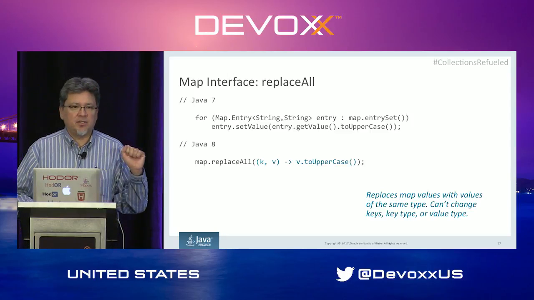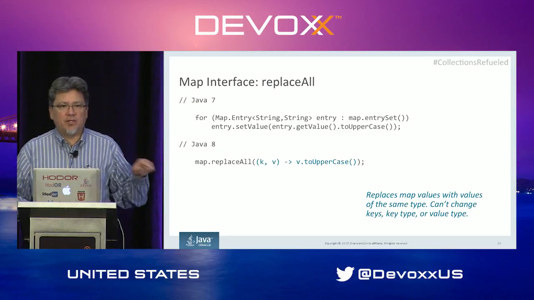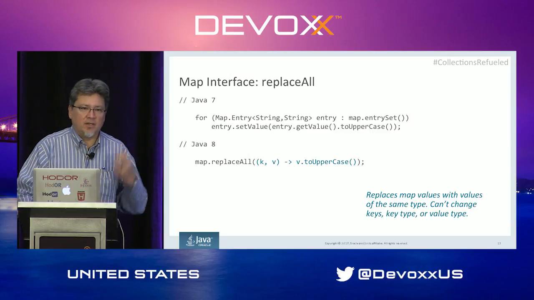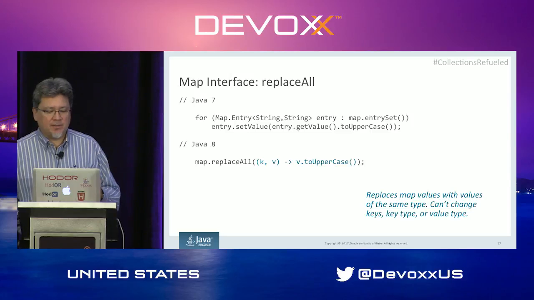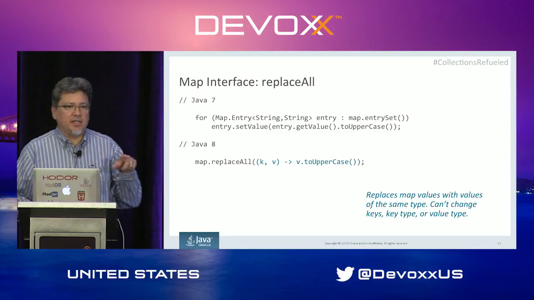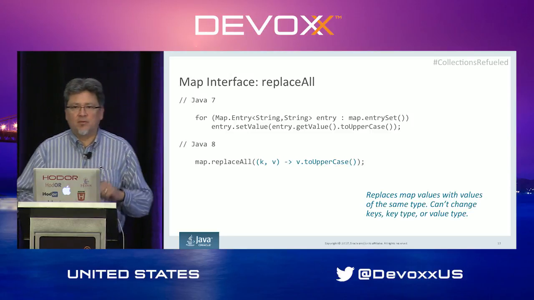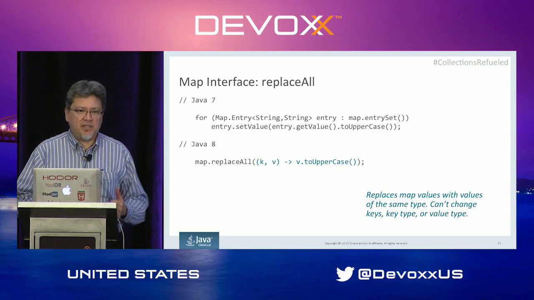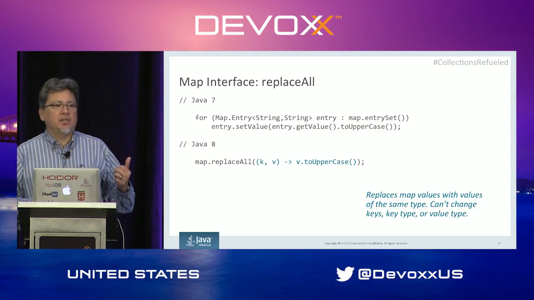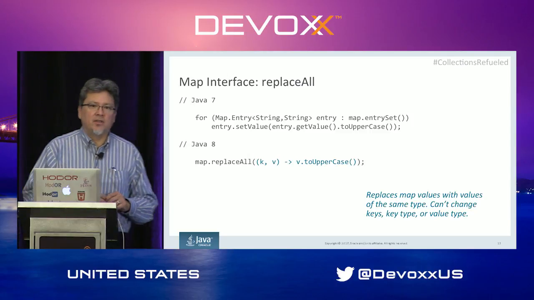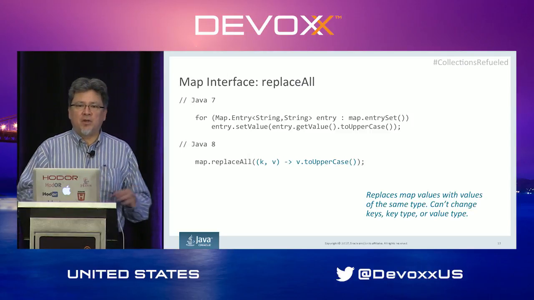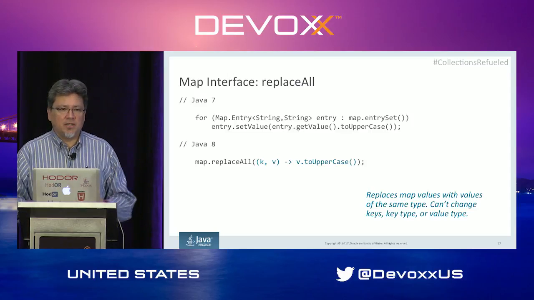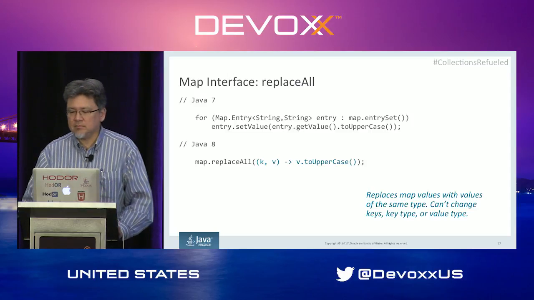If we want to change all of the values in the map to uppercase, we just write it here, k, v arrow, and then call v.toUpperCase. So this is kind of limited. If you want to do exactly this, it's wonderful. But it can only change the values in the map. You can't change keys, and you can't change the types of either the key or the value. So there are limitations there. If you want to do those things, you have to go over to streams and stream over the map entries and transform things that way.